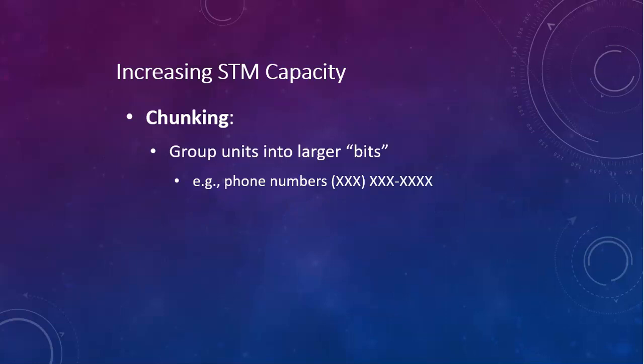One way of doing that is what we call chunking. This is where we break down a big group into smaller bits, or group units into larger bits. So for example, phone numbers. Then we're taking a large number of numbers, right? That's 10 numbers, and we're going to group them together as one piece of information. So we're going to take what was 10 bits and chunk it together to create 1 bit. And that way we're not taking up as much room in our short-term memory.